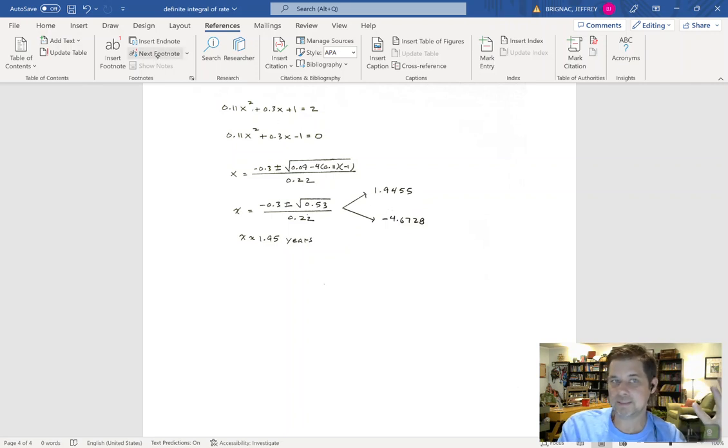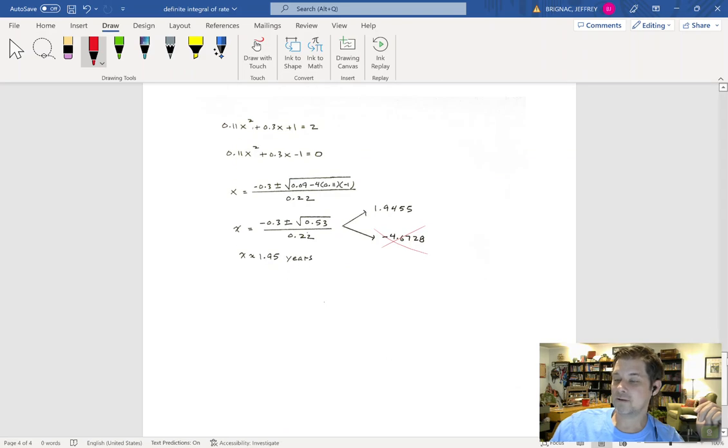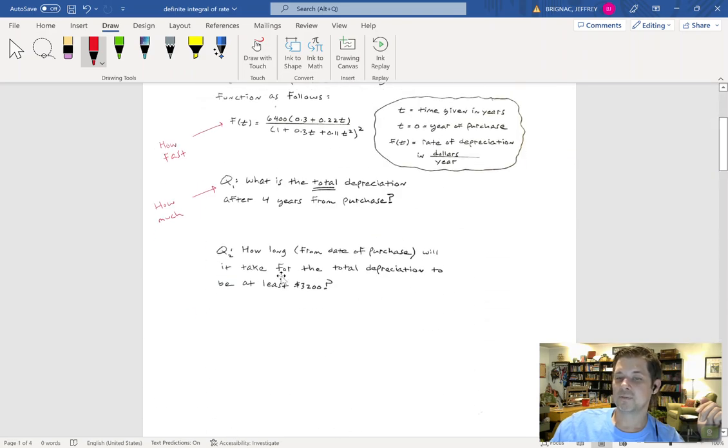Only one of them makes any sense for what we're doing. We're talking about times here, and time t equals 0 is when the truck was purchased. So a negative value wouldn't make any sense. This might very well solve that equation, but it doesn't make any sense realistically for us. So that must be our number, 1.9455. My MyLab will tell you to round a certain number of decimal places. If I round to 2 places, 1.95 years. So it will take about 1.95 years for the total depreciation to be at least $3,200.